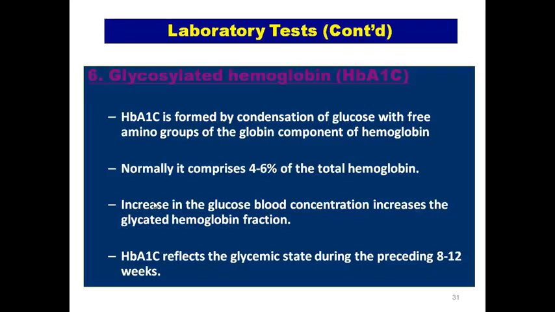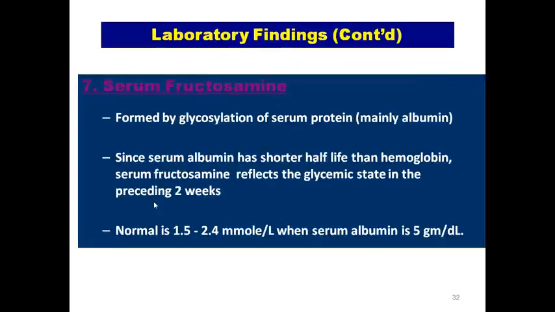HbA1c or glycosylated hemoglobin is formed by condensation of glucose with free amino groups of the globin component of hemoglobin. It comprises 4 to 6% of total hemoglobin. Increase in glucose blood concentration increases this hemoglobin fraction. HbA1c reflects the glycemic state during the preceding 8 to 12 weeks, or 2 to 3 months. So, jo patients kehte na 3 mahine ki sugar jo check karta hai test, wo ye wala hai, HbA1c.